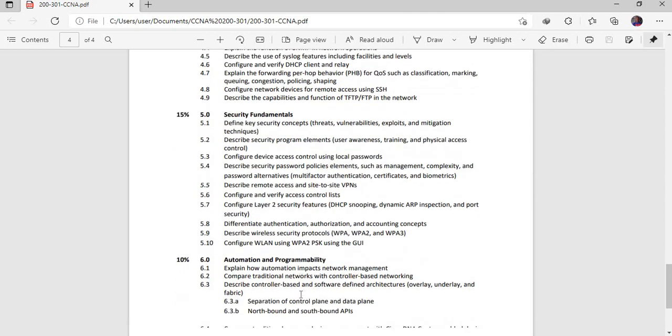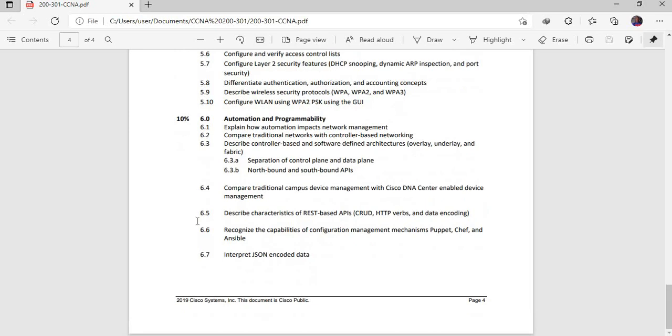Then the last part is automation and programmability, which constitutes 10% of your exam, where we will look at the benefits of automation, traditional and controller-based networks, software-defined architectures, APIs, REST APIs, Puppet, Chef, and Ansible. Then there is interpretation of JSON encoded data. So that's the overview of the topics to be covered in the CCNA course.